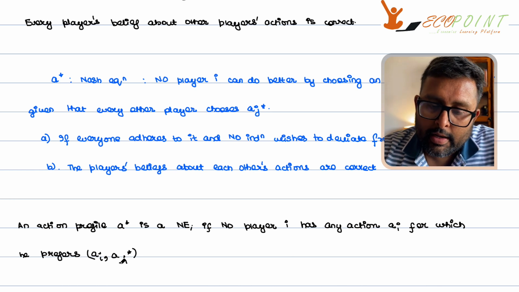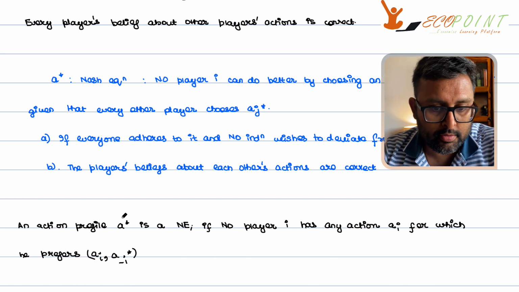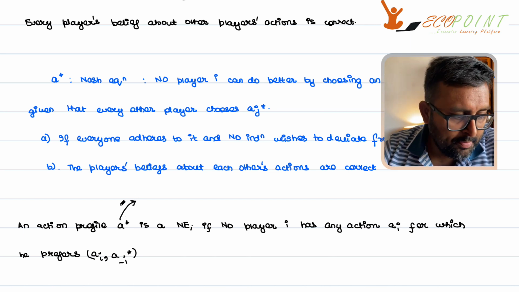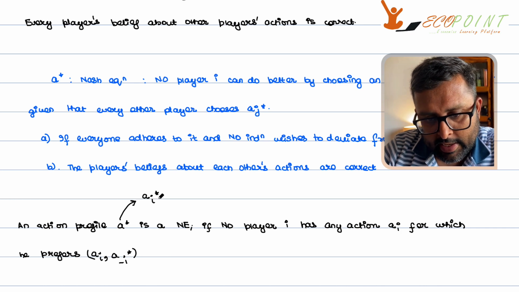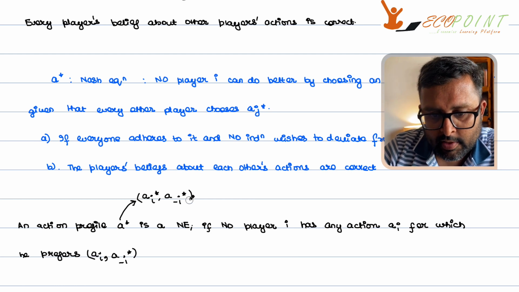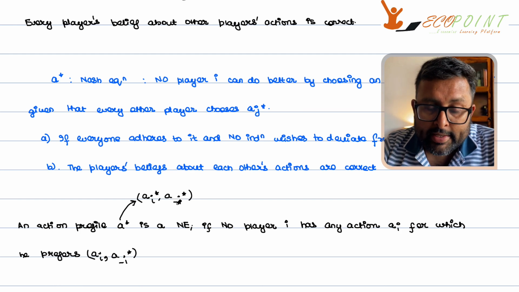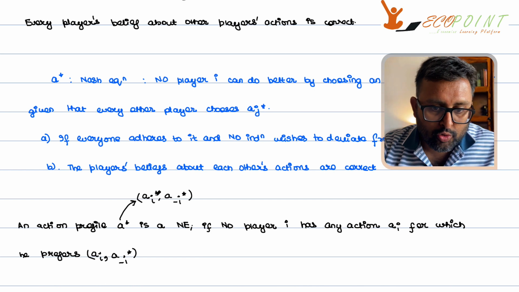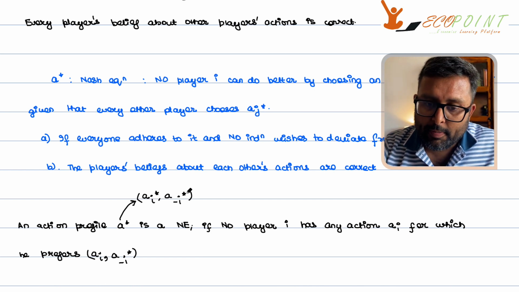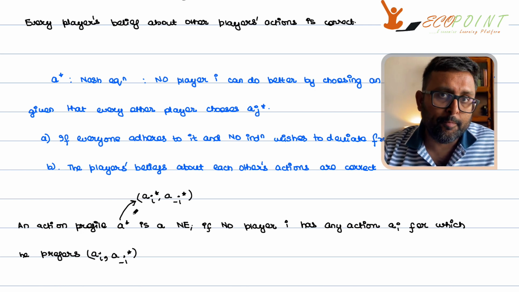I'll tell you one thing. I am individual one. You are my opponent. So here we write (a_i star, a_-i star). I am individual i, you are my opponent, so it is minus i, the opponent. So I am playing my optimal, you are playing your optimal. That is what Nash equilibrium is. And we are saying that this is a Nash equilibrium.